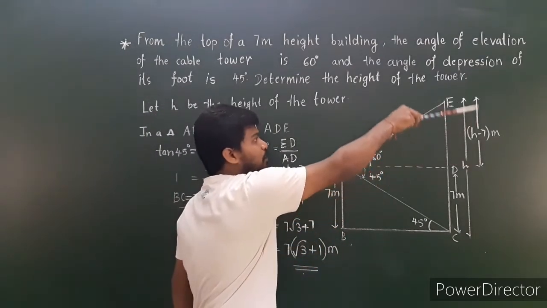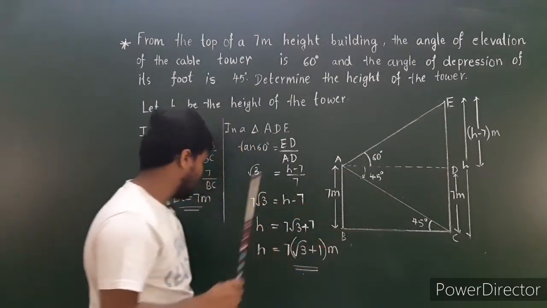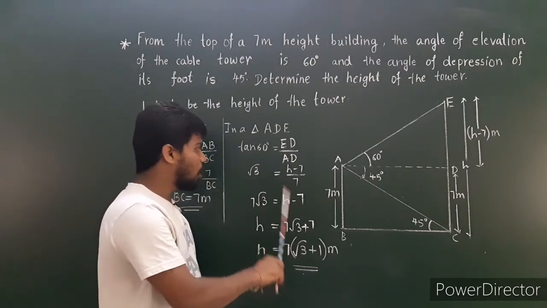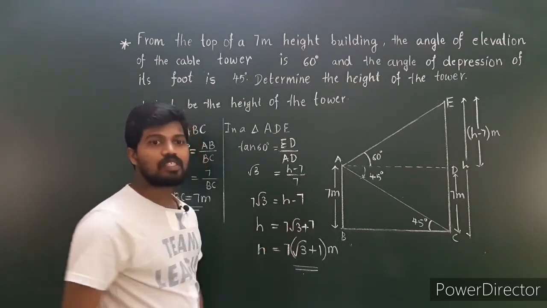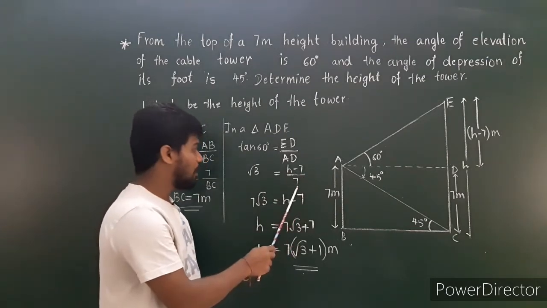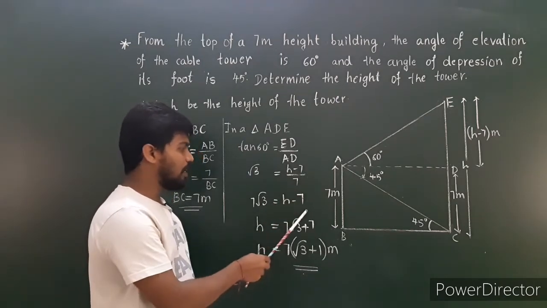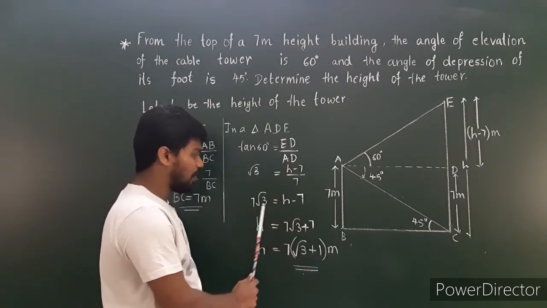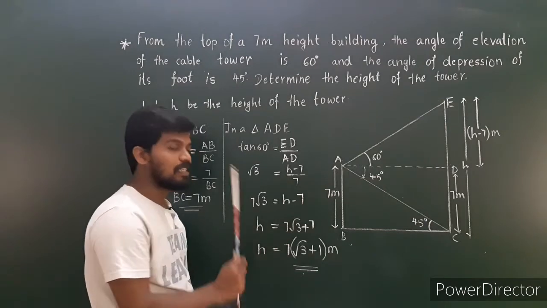So H minus 7, from here to here, it is H minus 7, and AD is equal to BC. But you know that BC is 7, so substitute 7 here. Using cross multiplication, 7 root 3 is equal to H minus 7. Using rearrangement or transposition, H minus 7 is equal to 7 root 3, and H is equal to 7 root 3 plus 7.